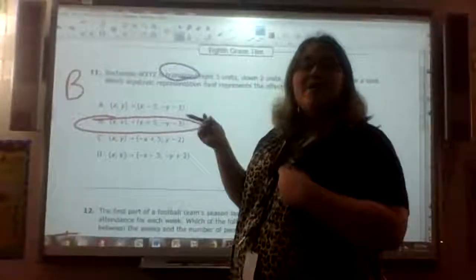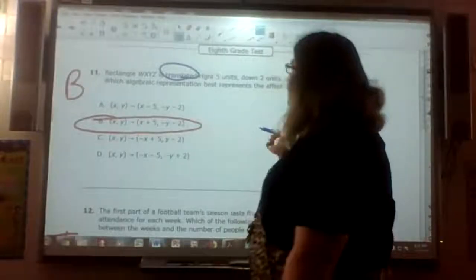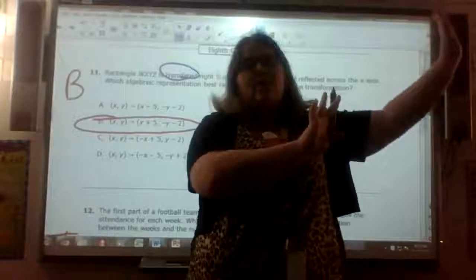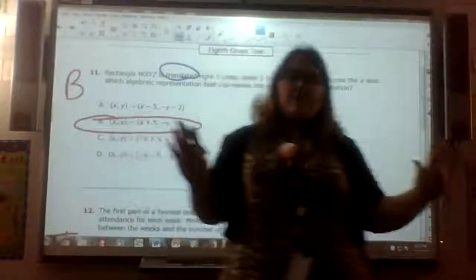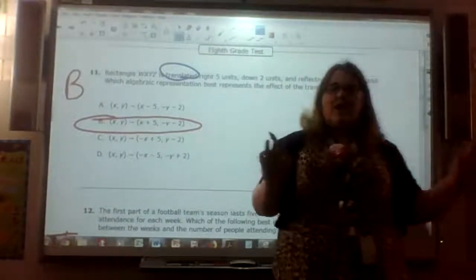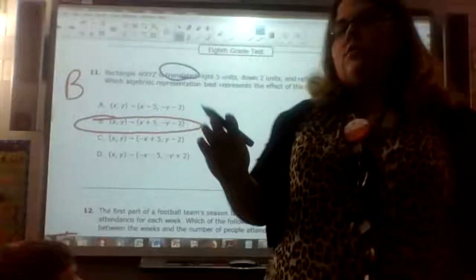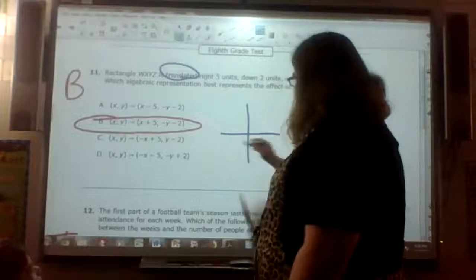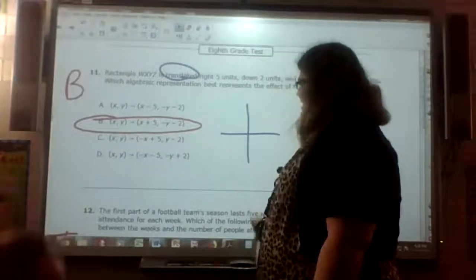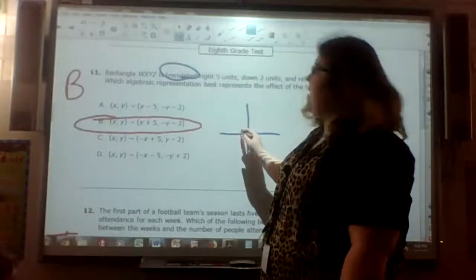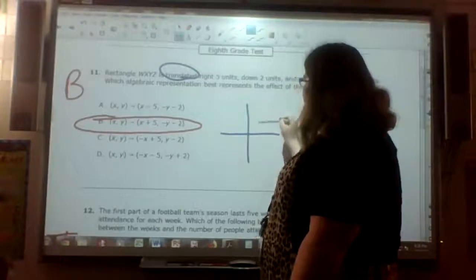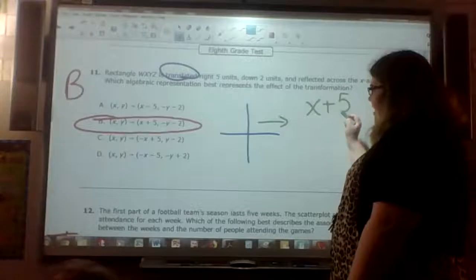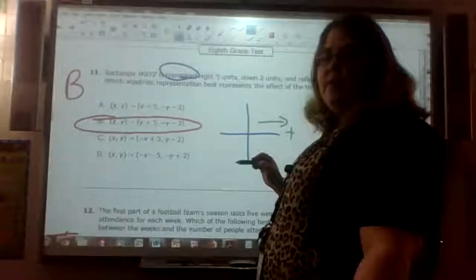We're going to be talking about translations. And translations is on a graph, it's where you slide. So when you're sliding, you're either going to move left and right, or you're going to move up and down. So if you move right 5 units, I have my x-axis. My x-axis is the one where I'm going to go to the right. So it's saying I'm moving to the right 5. So I'm going to be adding 5 because the positive is on the right.